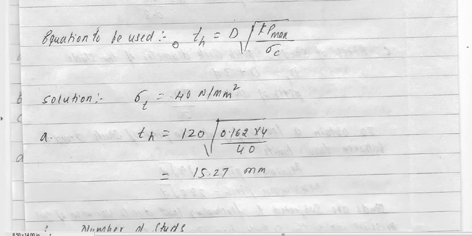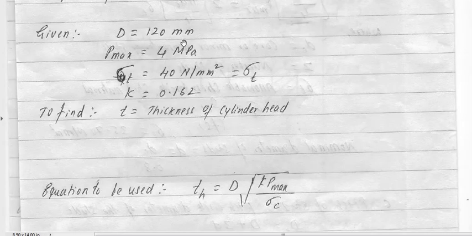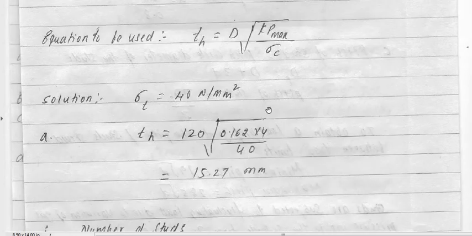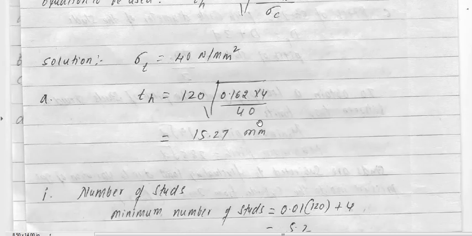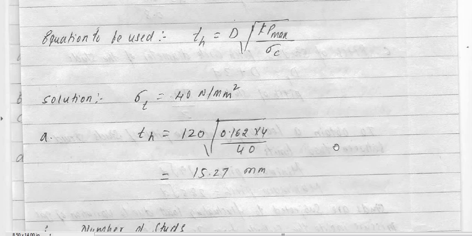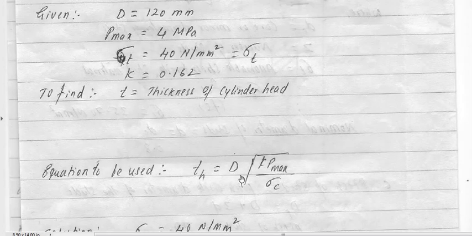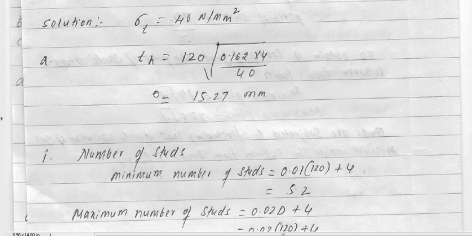For the solution, the formula for the thickness of the head is tH = D times the square root of K times Pmax divided by sigma C. Here the tensile stress is given as 40 Newton per mm². So tH = 120 times the square root of 0.162 times 4, where Pmax is 4 MPa, divided by sigma C, which is 40. Here sigma T is equal to sigma C. If we consider the circumferential stress as a tensile stress, we put 40 here, and we get the thickness of the cylinder head as 15.27 mm.